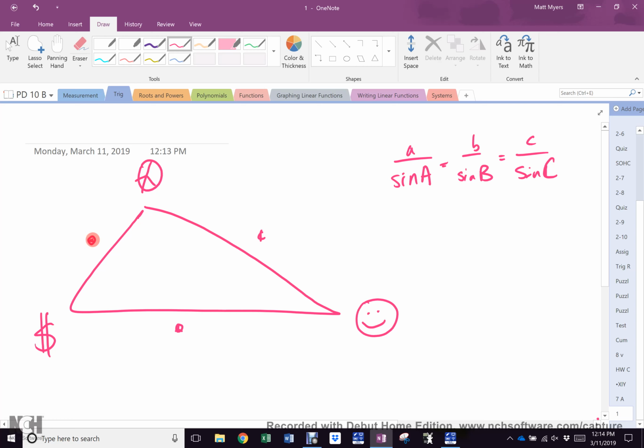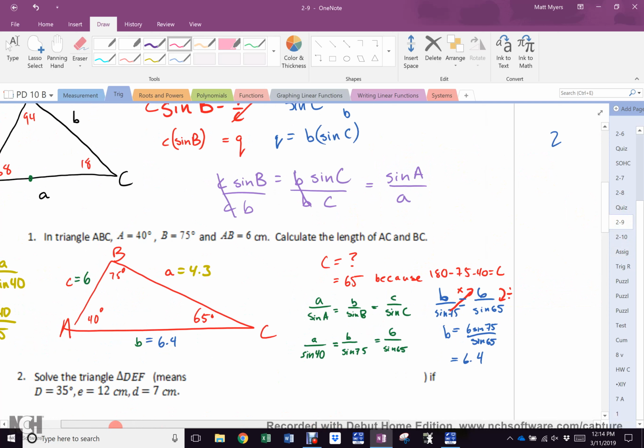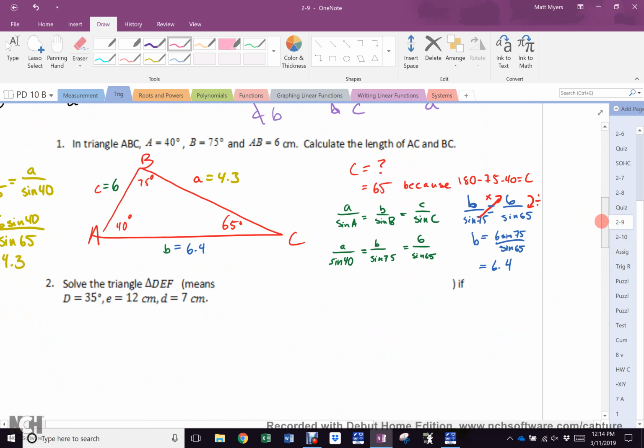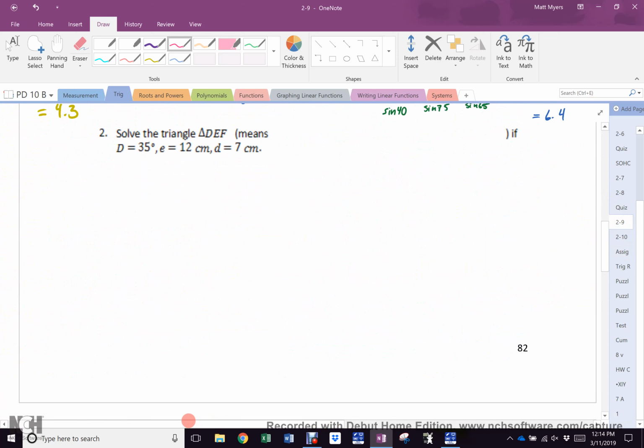Would it matter? Of course not. So, let's look at question 2, where we are working right now. What is different? It's not ABC, it is what? DEF. So, let's draw it over here. Does it matter how I draw it? No.